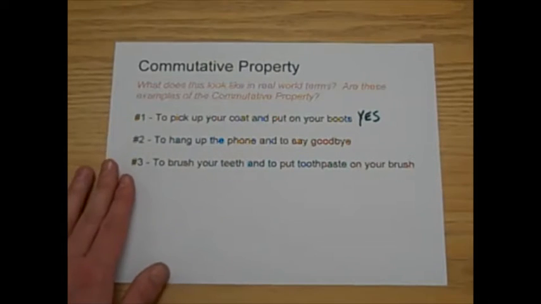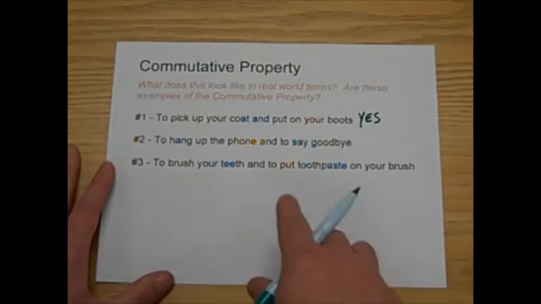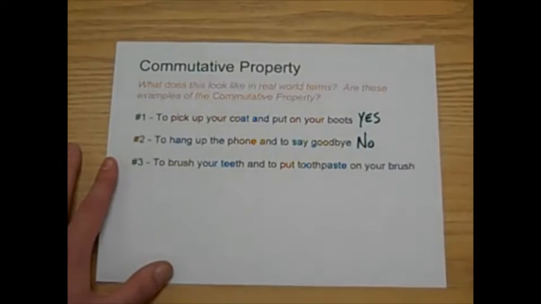Order doesn't matter. All right, number two, hang up the phone and say goodbye. Well, let's imagine you're talking to your grandmother, and you hang up the phone, and then you say goodbye. Well, the next time you talk to her, she might be upset at you because you didn't say goodbye. So if you say goodbye and then hang up the phone, you get a completely different outcome. So in this case, the order does matter. So this is not an example of the commutative property.